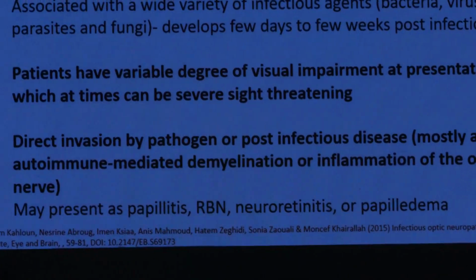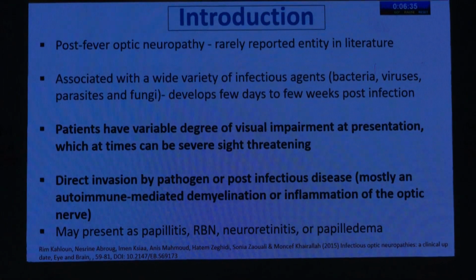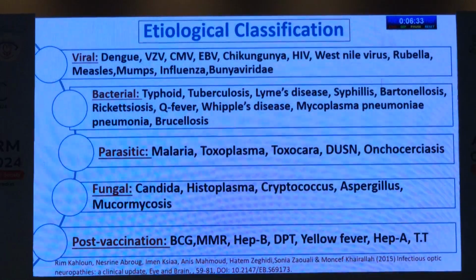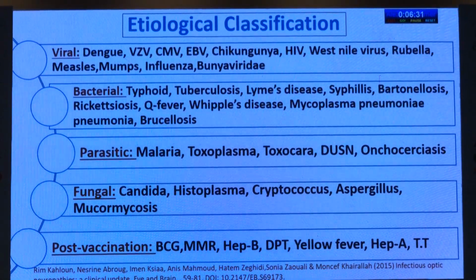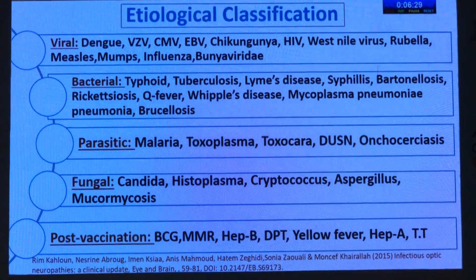Post-fever optic neuropathy is a rarely reported entity in literature which is associated with a wide variety of infectious agents, and it develops few days to weeks post-infection. The mechanism is either a direct invasion by the pathogen or post-infectious disease, which is mostly an autoimmune mediated demyelination or inflammation of the optic nerve. The etiological classification includes viral, bacterial, parasitic, fungal, and post-vaccination.